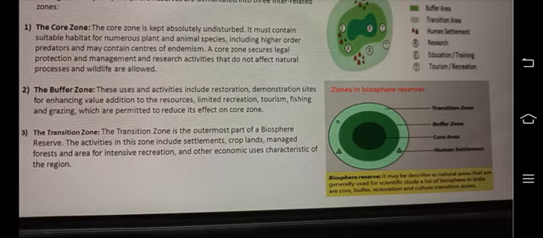Next, the core zone is the first one, then the buffer zone. These uses and activities include restoration, demonstration of sites for enhancing value addition to the resources, limited recreation, tourism, fishing and grazing, which are permitted to reduce its effect on the core zone. Then the transition zone.